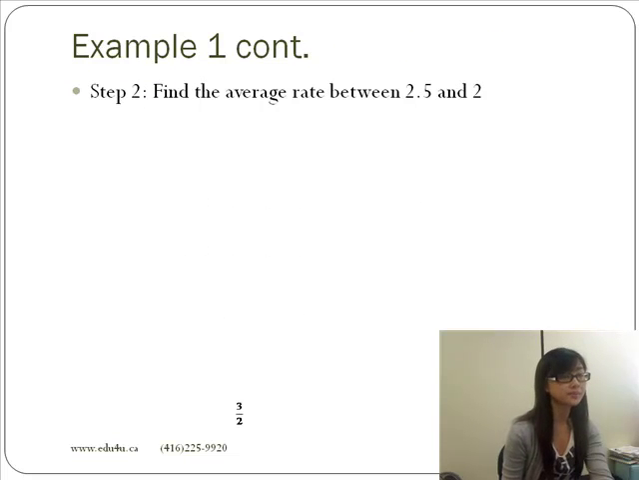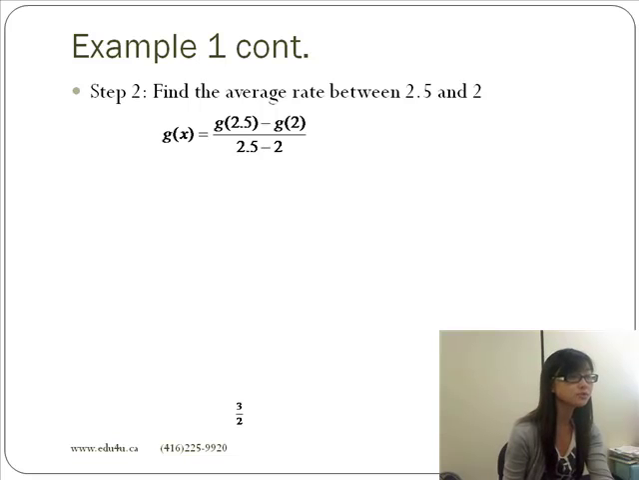Second step is to find the average rate between 2.5 and 2. That would be g of 2.5 minus g of 2 divided by the time elapsed, which would be 2.5 minus 2. That would give us 0.75 over 0.5 and the final answer of 3 over 2.